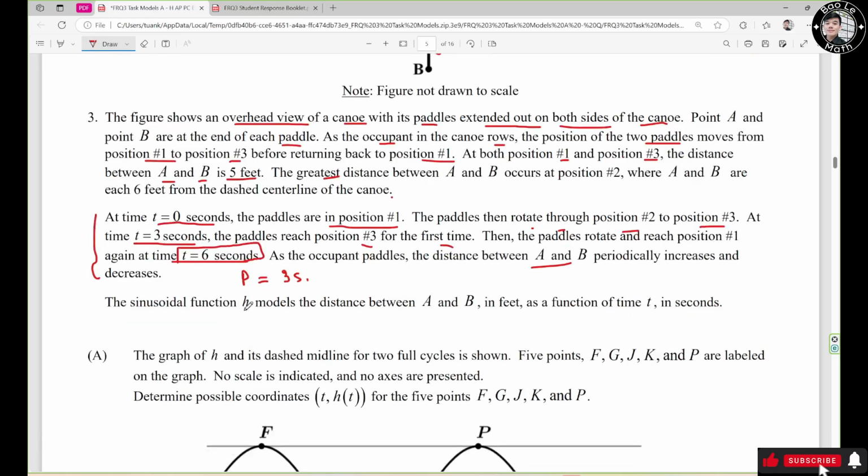The sinusoidal function h models the distance between A and B in feet as a function of time t in seconds.